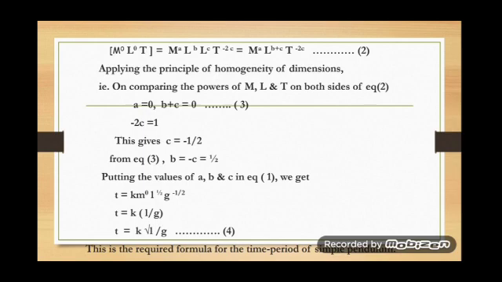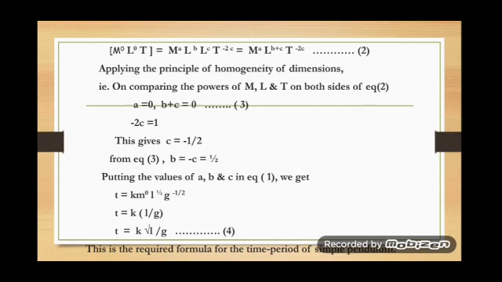Now applying the principle of homogeneity of dimension, we will compare the powers of M, L and T on both sides of the equation. As the given expression is dimensionally correct, therefore the powers on both the sides of M, L and T will be equal. Therefore we can write as power of M on the left hand side is 0 and on the right hand side is a. Therefore a is equal to 0.